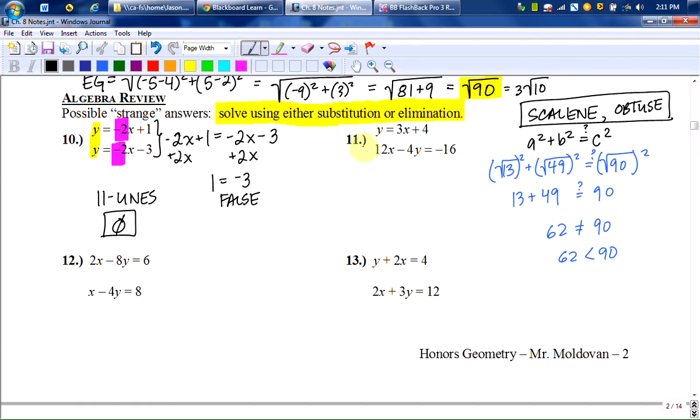Let's go over here to number 11. Try another one. So this one looks like a good situation for substitution again, which is what I did in problem 10. I'm going to plug this in for y really carefully. So 12x minus 4 times the quantity 3x plus 4 equals negative 16.